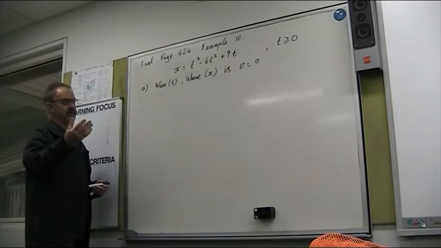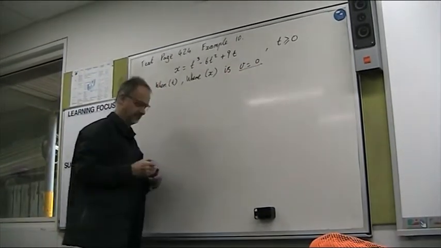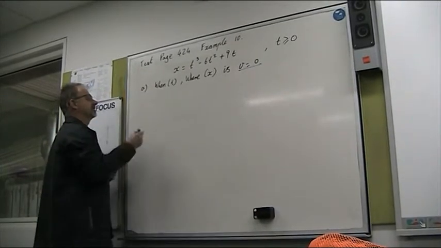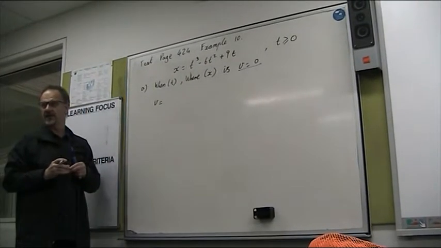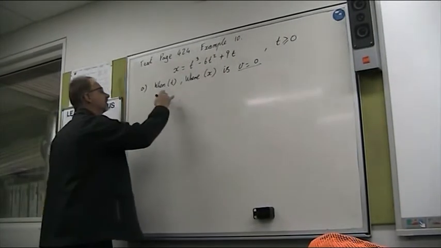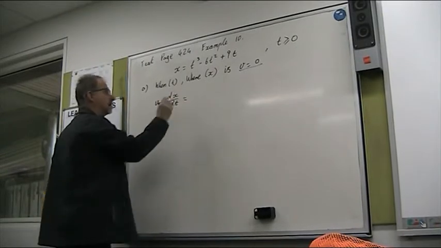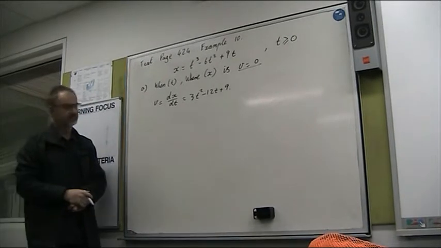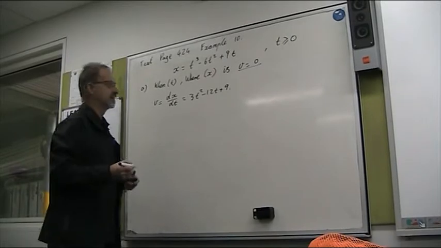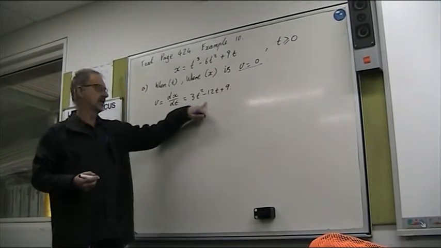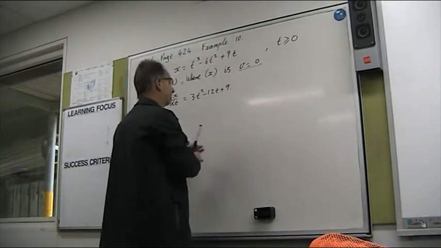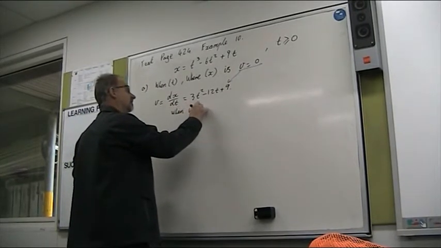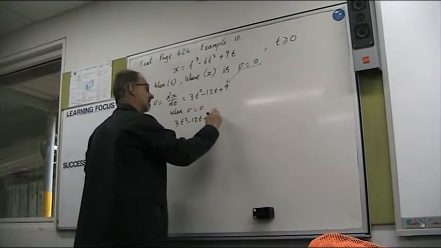Okay, so we need to break it down. First of all, that's the key: when the velocity is 0. So we need velocity. We've got position. Velocity is related to position by dx/dt, the derivative. So the derivative of that is 3t squared minus 12t plus 9. And we're interested in when that velocity is equal to 0. When v equals 0, we'll have 3t squared minus 12t plus 9 equals 0.